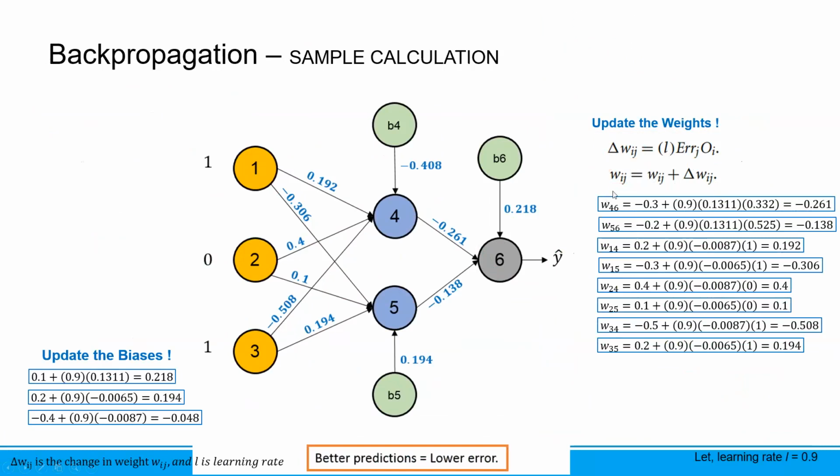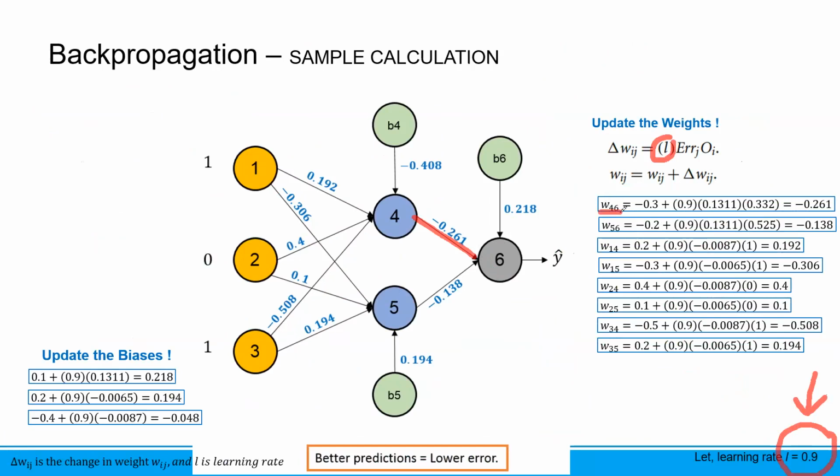So for example, I would like to update the weight for 46. How can I update this one? Let's suppose, just for a simple calculation, I will use L. L is the learning rate. I use 0.9. This is just a very simple calculation. If you put a very small number, it will be difficult to calculate it. But this is just to show the example.